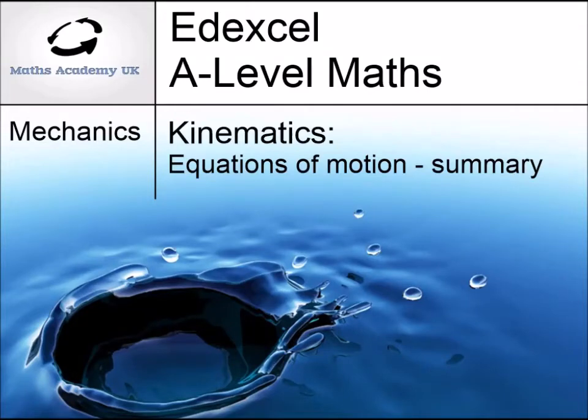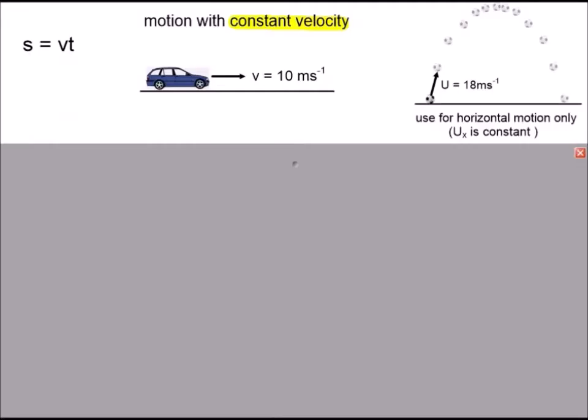A summary of the equations of motion used in kinematics. Use S equals Vt for motion with constant velocity. This car has a constant velocity.